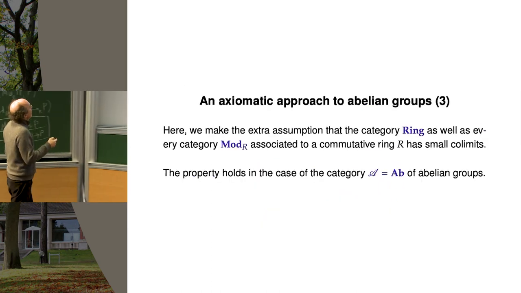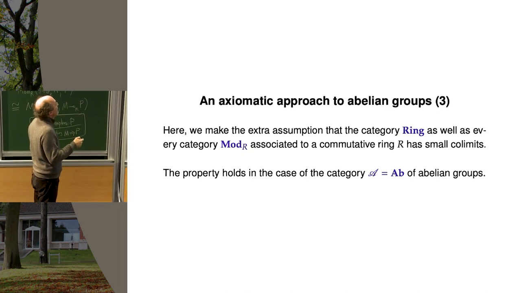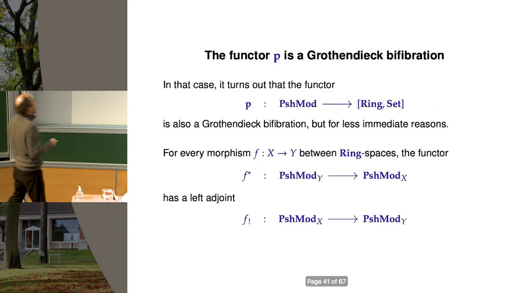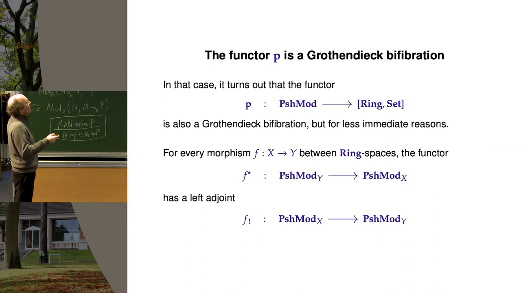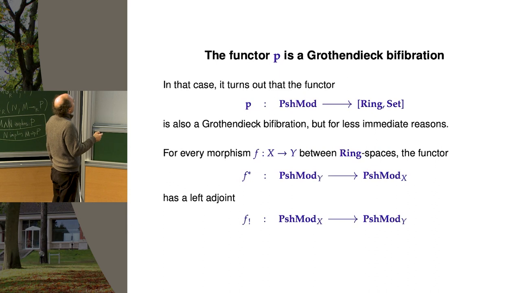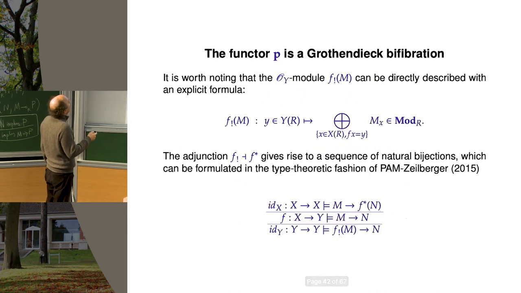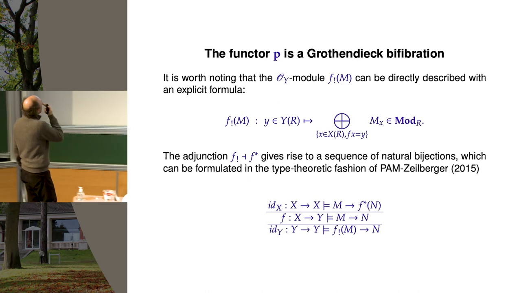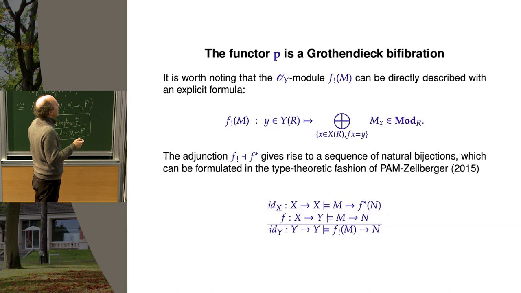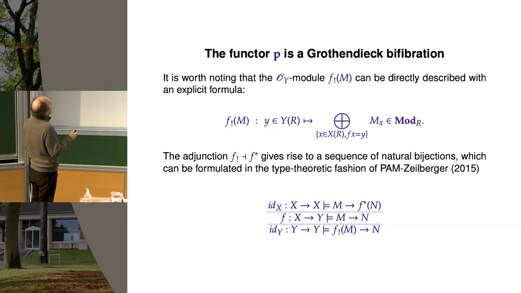But to prove that, one needs to ask that every category of modules has small colimits. And this is true in the case of abelian groups. But if we have that, then for very formal reasons, the functor here is not just a fibration, it's a bifibration, which means that there is a left adjoint. And the left adjoint can be described in a kind of concrete way as saying that to any point y of shape R in Y, you will associate this sum of modules, where you look at the inverse image of y by the map f, and then you do that sum.